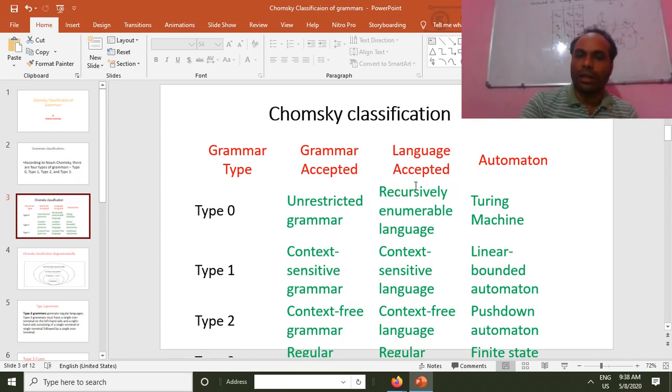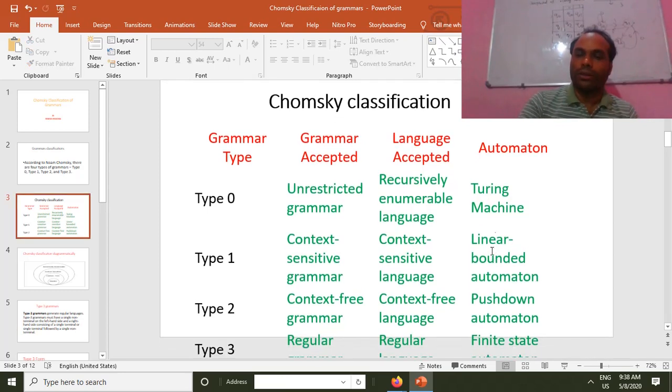We are going to discuss it in detail. Just see this classification. According to it, whenever you are talking about type 0, the language is a recursively enumerable language. A recursively enumerable language is the most powerful language, and the automaton that supports it is the Turing machine. The Turing machine is very powerful compared to all the finite automata, because it accepts grammars that don't have any restrictions on both the left hand side and right hand side. That's why type 0 grammars are so powerful.